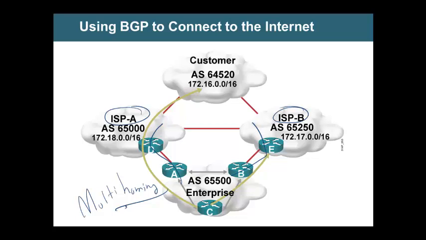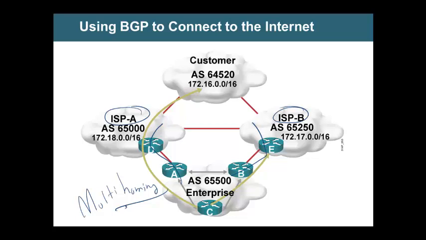So, first is reliability. Second is best path or performance, improved performance or accuracy in path selection.